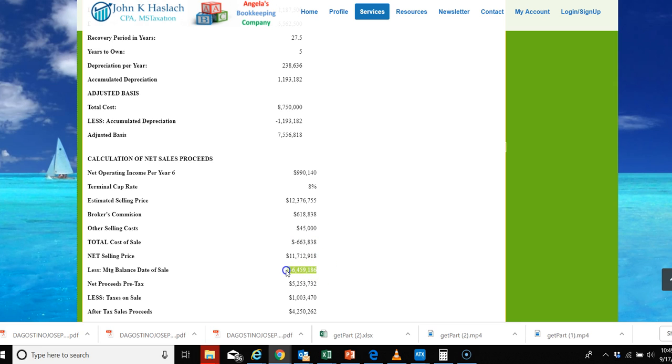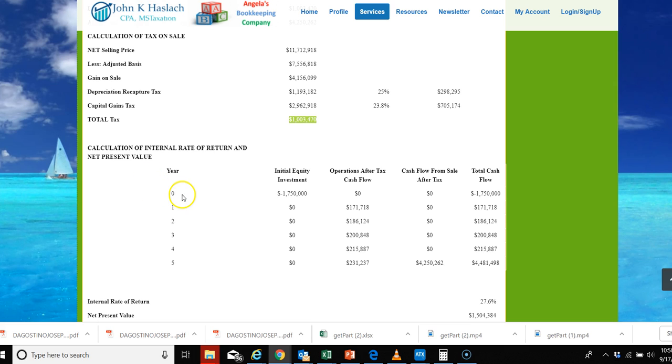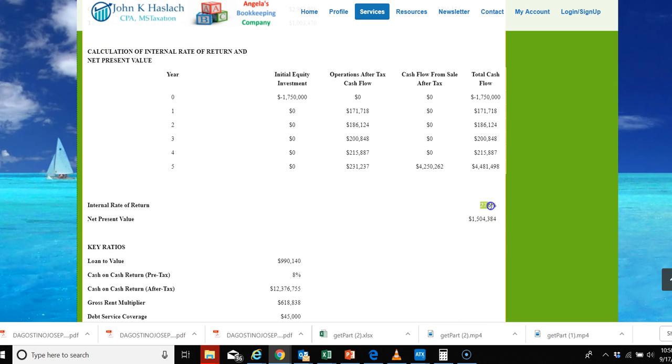Now our mortgage at the end of the 5th year is still going to be $6.5 million. So we're going to have net proceeds of $5.2 million. We have to pay tax on the gain. Down here, we're going to calculate the tax on the sale. Our total tax, and we'll go into more detail on these things, is $1 million. Now our calculation of internal rate of return and net present value is here. Internal rate of return is 27.6, net present value 1.5 million.